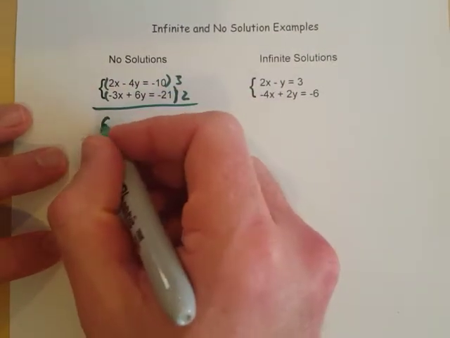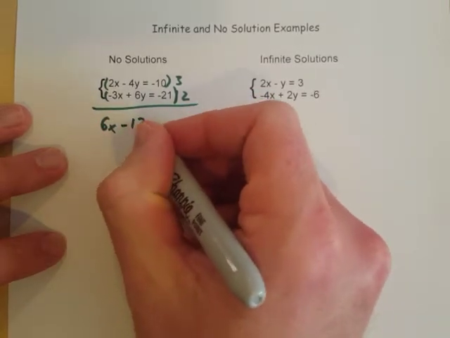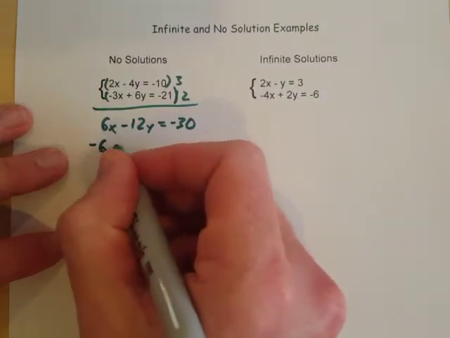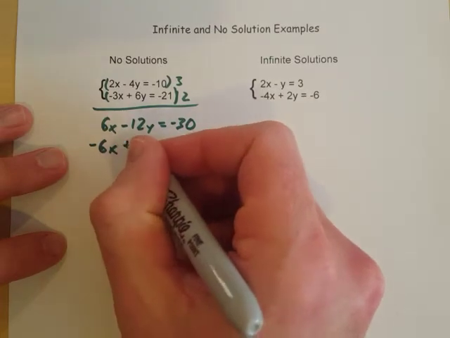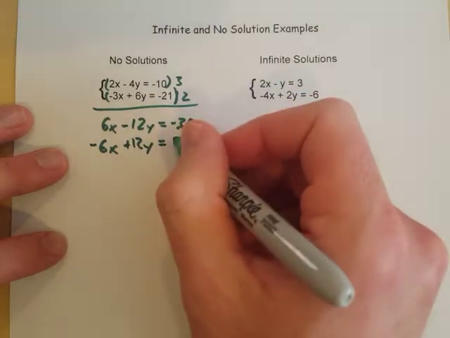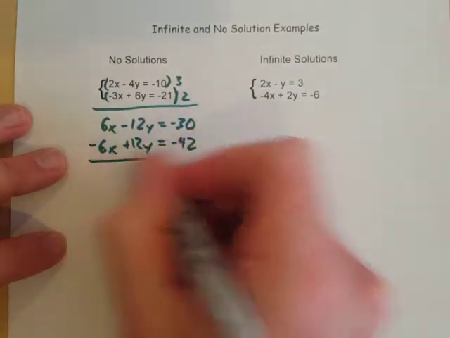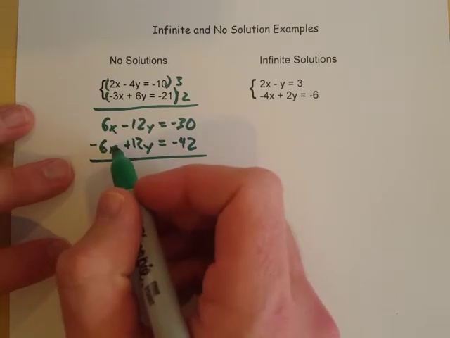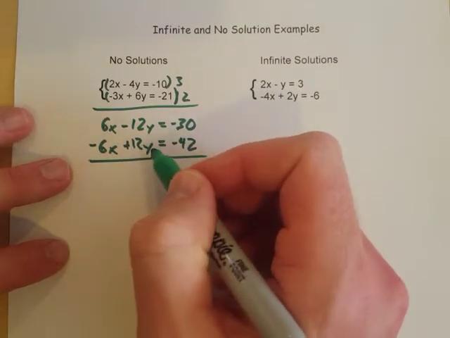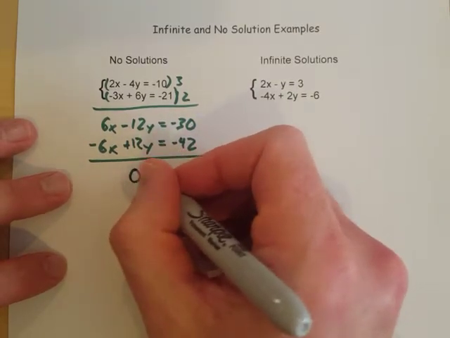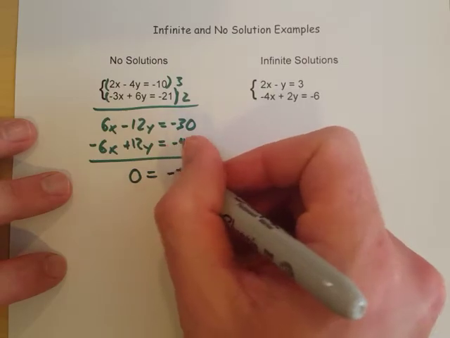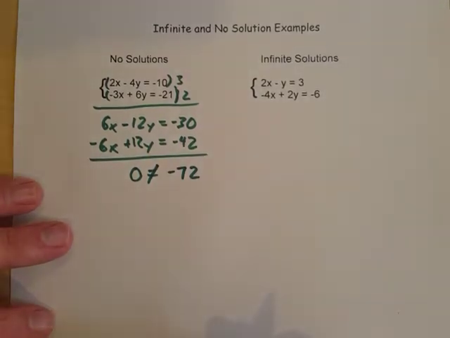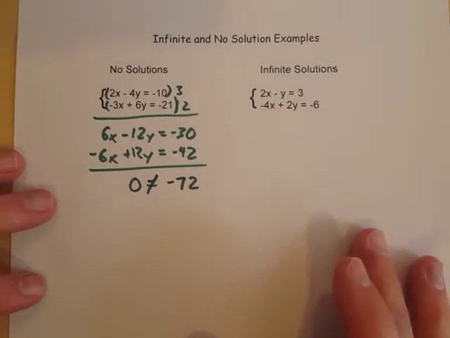My first one, I get 6x minus 12y equals negative 30. And then in my second equation, looks like I get negative 6x plus 12y equals negative 42. When I add those together, notice that the 6x's, we intended for those to drop out, but now the negative 12y and 12y also drop out. So this side ends up being everything equal to 0. This side is negative 72, or really it doesn't matter what number that is. We know that 0 is never equal to negative 72, and so therefore that system has no solutions because this just doesn't make sense.